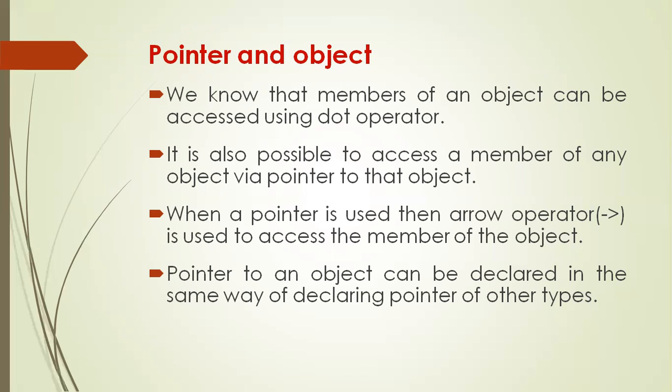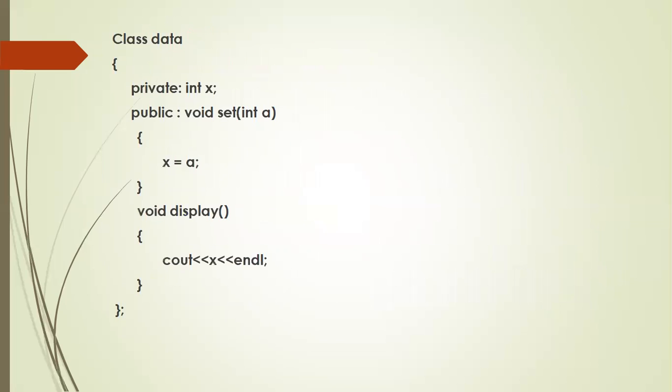So a pointer to an object can be declared in the same way as declaring pointers of other types. If you're declaring an integer pointer, it is int a, comma, star p. If you're declaring a pointer for a float variable, it is float b, comma, star q, etc. Similarly, if you want to declare a pointer called p of date type, you declare like this: date d, comma, star p. So d is an object and p is a pointer for the date class. Let us illustrate with some simple example.